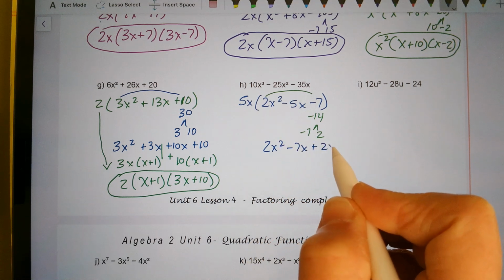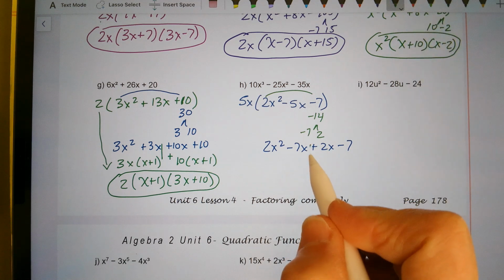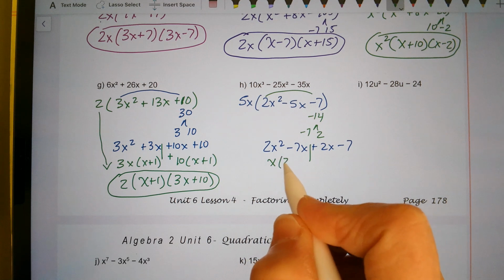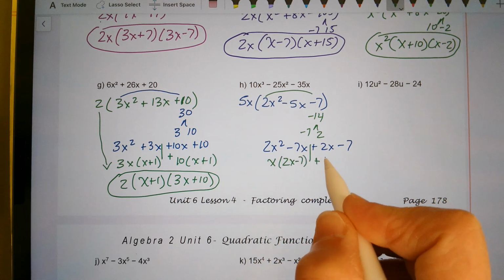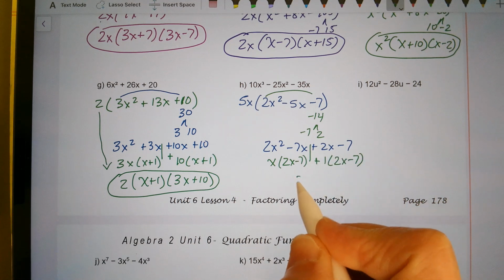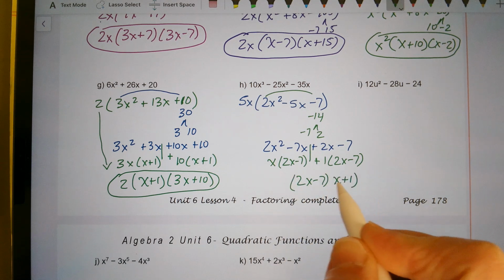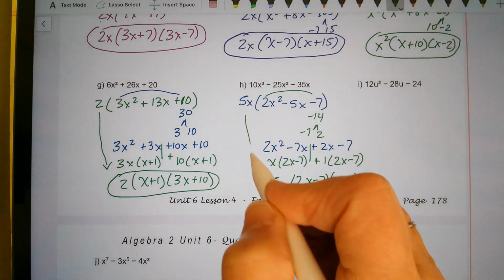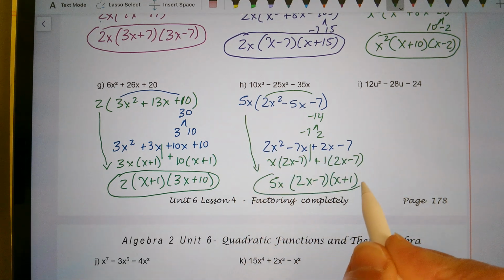Split. GCF x, 2x minus 7. GCF here is 1, 2x minus 7. 2x minus 7 is one factor, x plus 1 the second factor, and 5x. Let's not forget to bring that down. Okay, so this is factored completely.